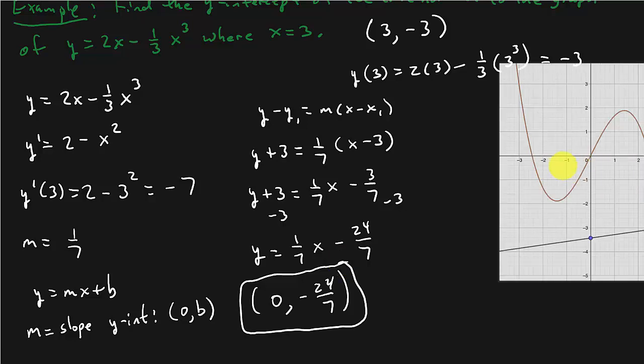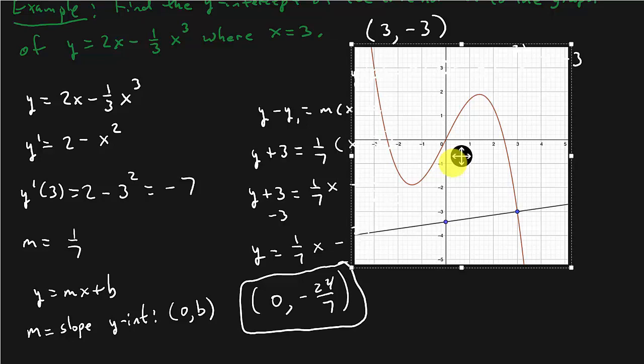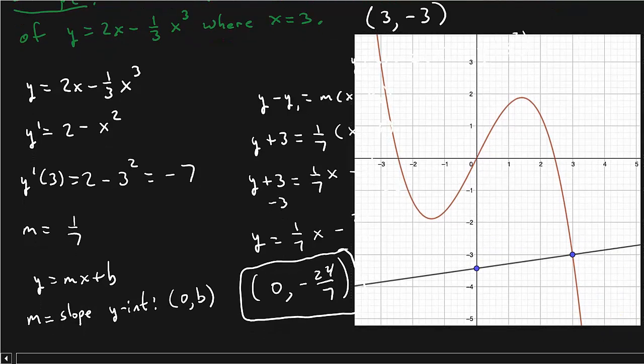And so let's see what that looks like. So that's this right here. And so here's your curve, y equals 2x minus 1/3 x cubed. Here's your line that's normal to that point. See, if we wanted to, well, that's not a very good drawing, but there's your tangent line. Here's your normal line. It's perpendicular to the tangent line. And that's what we found right there. We found the y-intercept. Okay.